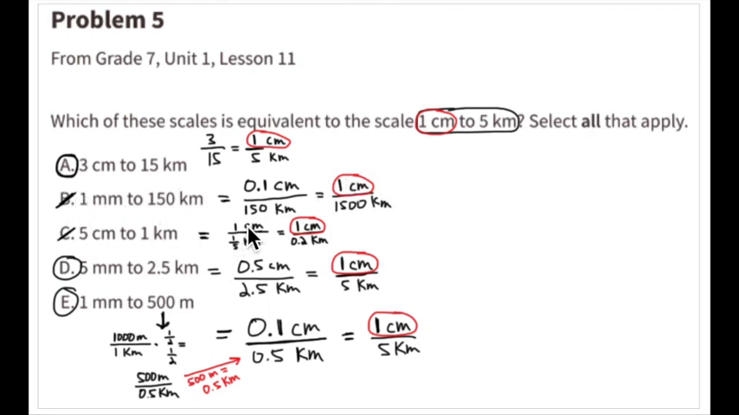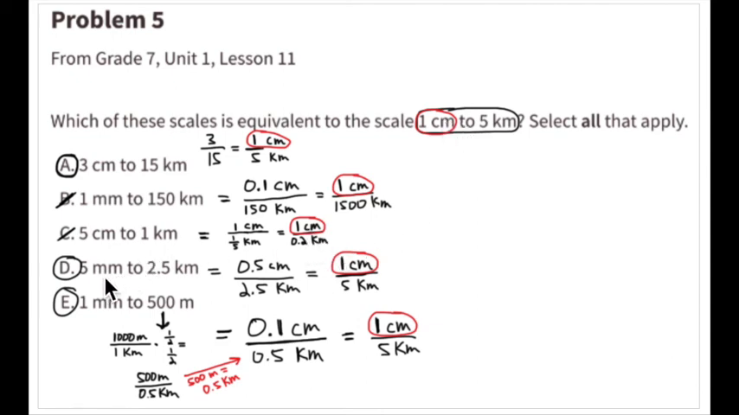C, 5 centimeters. So you get this 5 centimeters to 1 centimeter, so you divide by 5, and that means 1 kilometer divided by 5 is 1/5 of a kilometer. 1/5 of a kilometer is 2/10 kilometers. So it's 1 centimeter to 2/10 of a kilometer. So that one does not work. And you could tell from here that it wasn't going to work, but you just carry it all the way through, and that does not work.